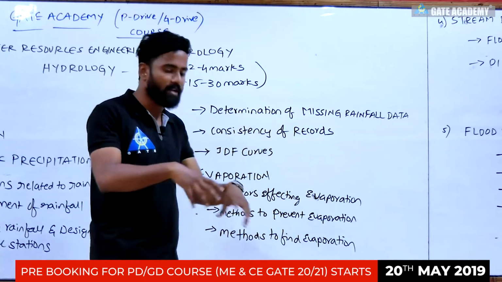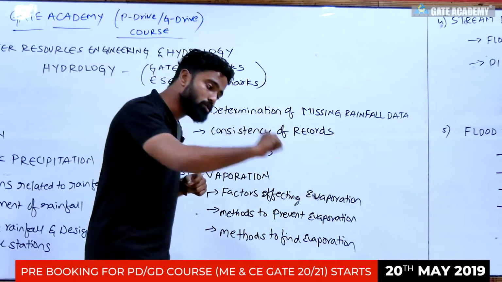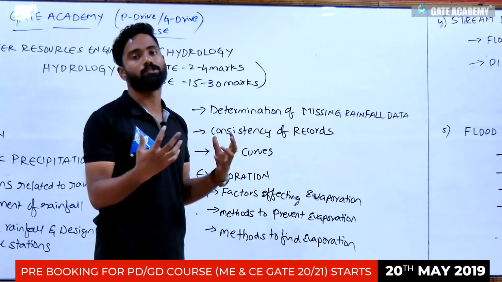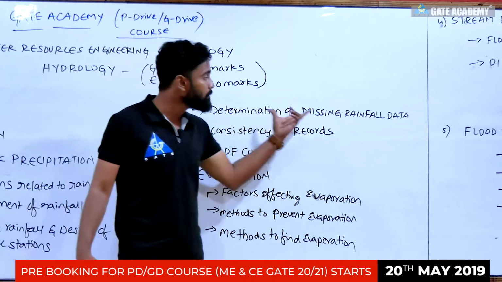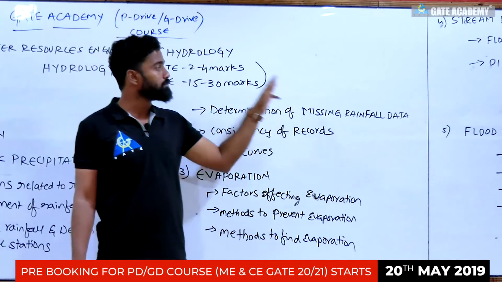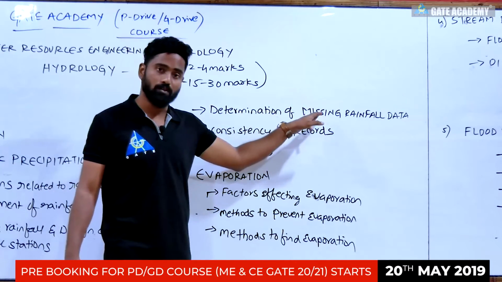So there is the average method and there is the normal ratio method. When to use the average method and when to use the normal ratio method will be discussed in your PD courses with examples. This is an important thing. Many a time, the GATE question is from this point.